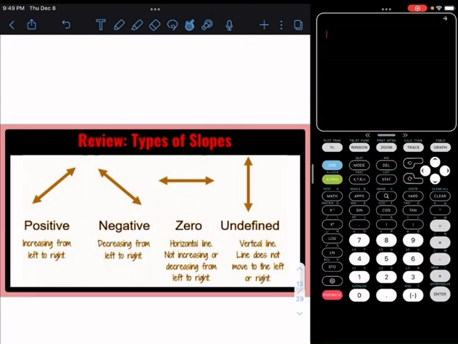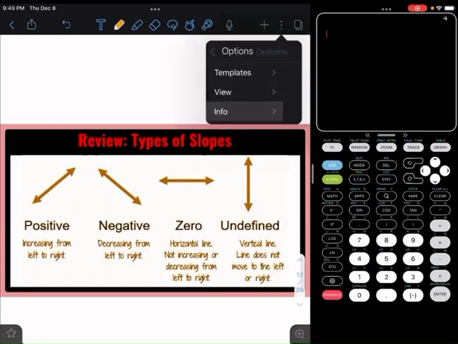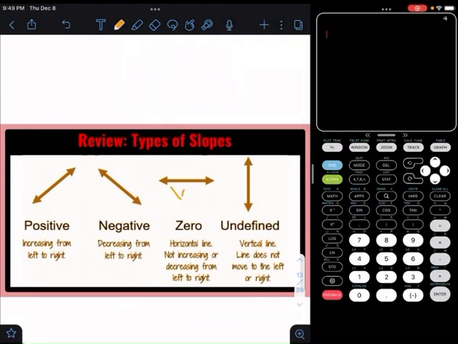Now, if you have a horizontal line that's not increasing or decreasing, that is considered a 0 slope. And if you have a vertical line, a line that does not move left or right, that is called an undefined slope. Remember, 0 slopes have the equation of y equals, and undefined slopes have equations of x equals.